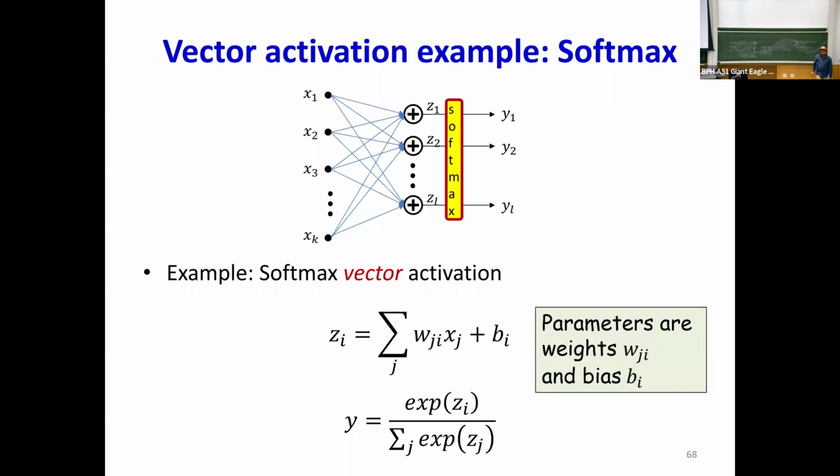Over here, observe something. It's e raised to z. For each output, it's going to be e raised to the corresponding z divided by the sum of the exponentiations of all of the z's. So if I increase any specific z, what's going to happen to the corresponding output y?